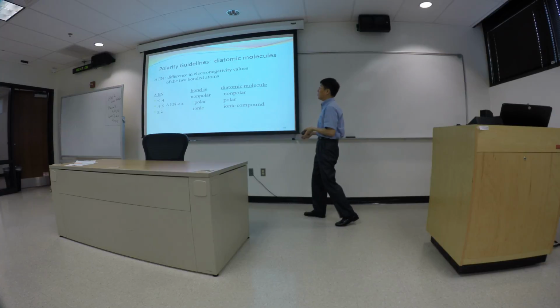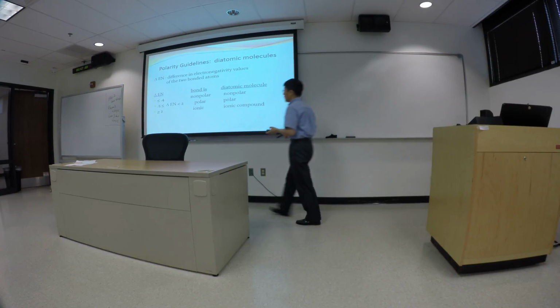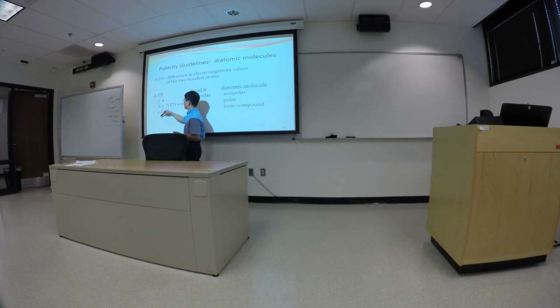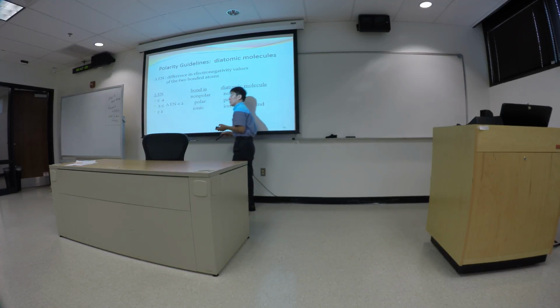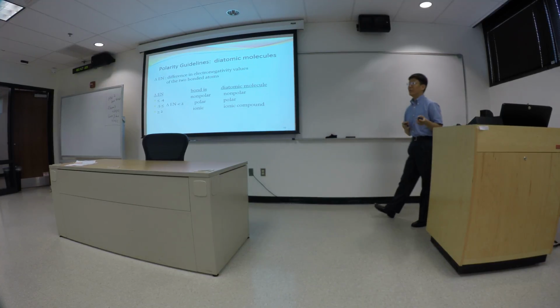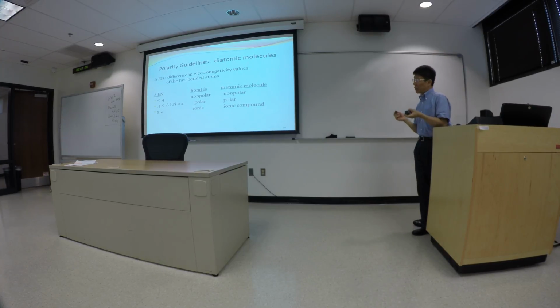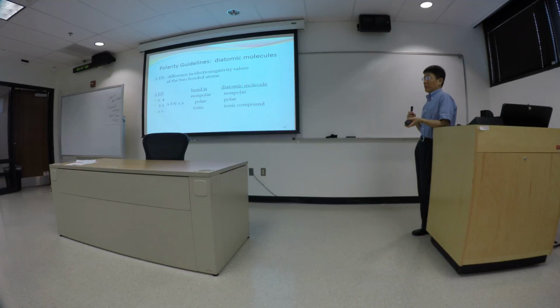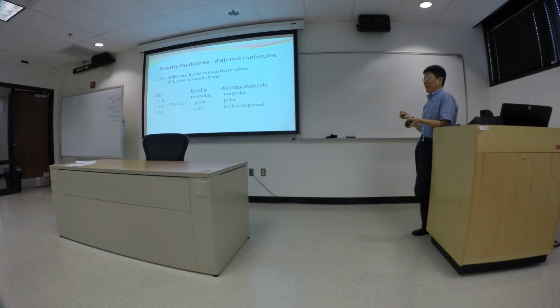So that's something that we do want: this particular range from 0 to 0.4 to 2. This is something that I need you to memorize. How do we determine whether a bond is nonpolar on that range? Difference equal or less than 0.4, that's nonpolar. Between 0.5 and 2, less than 2, that's polar. Equal or greater than 2, that's ionic.